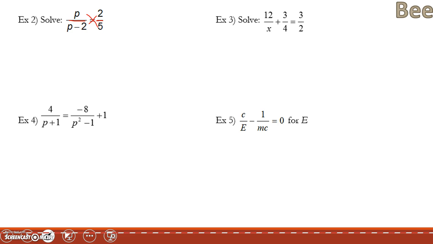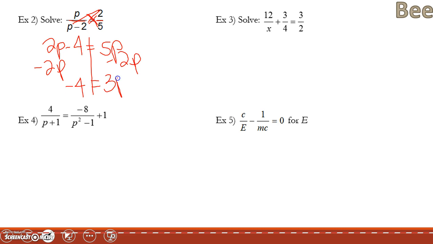So when I cross multiply, I need to make sure I distribute. So I have to distribute that 2 to both things. So it'd be 2p minus 4. And then I multiply the other side. P times 5 is 5p. And now I can just solve this as normal. I'm going to subtract over the 2p. So I get negative 4 equals 3p. I divide by 3. I get p equaling negative 4/3.